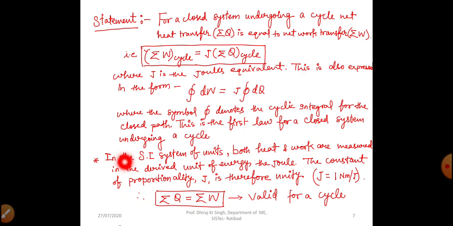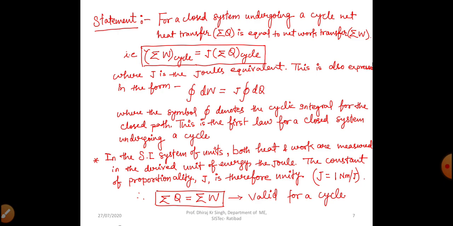Now moving further, in the SI system of units, both heat and work are measured in the derived unit of energy, the Joule. The constant of proportionality J is therefore unity, right? So summation Q is equal to summation W. We can remove J from here, right? And we can write J is equal to 1 Newton meter per Joule.